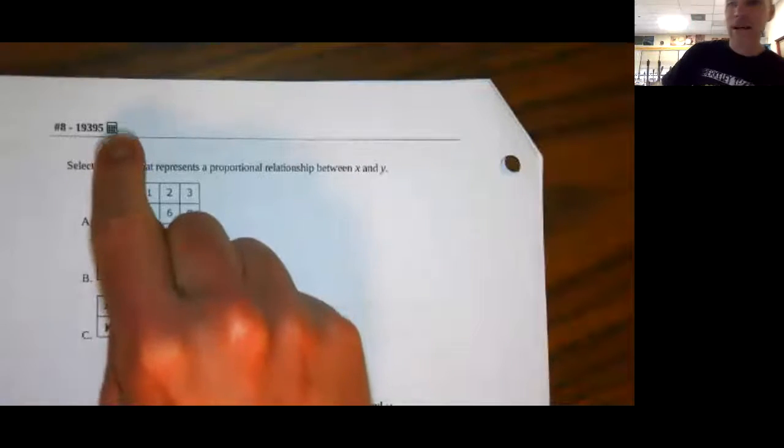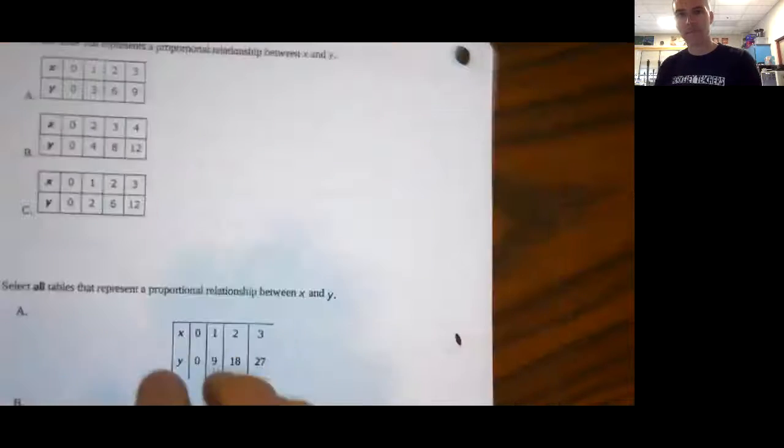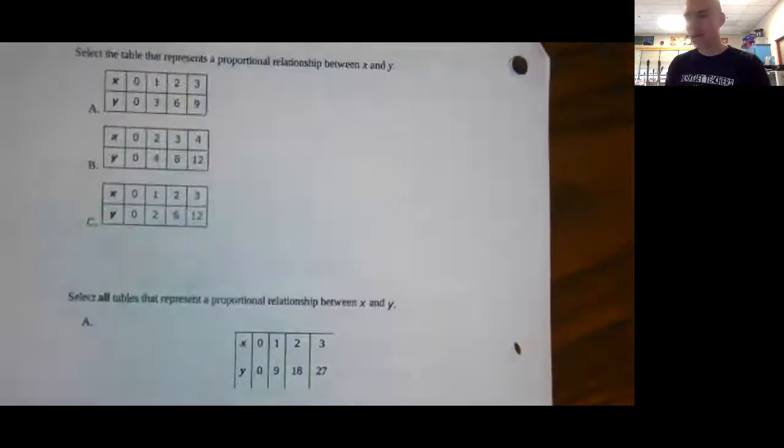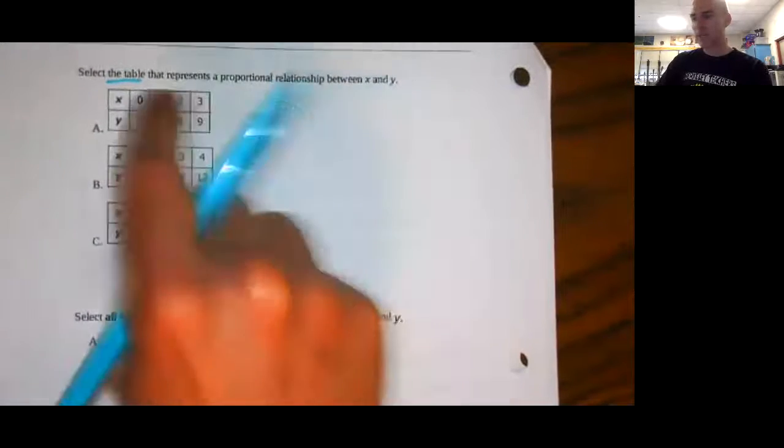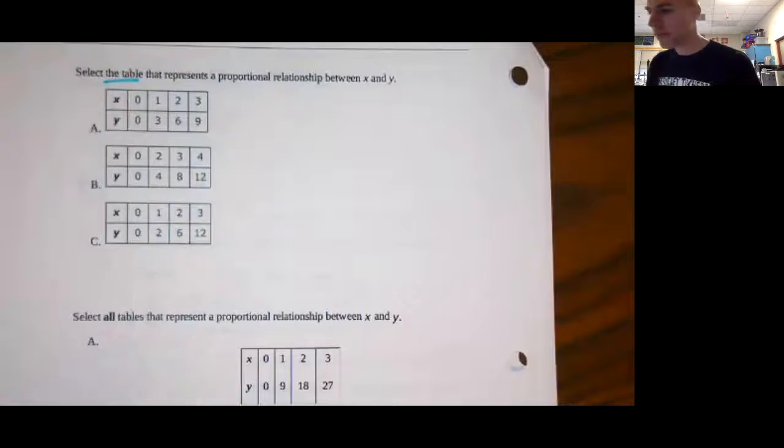So some of these other ones have this calculator symbol. And so I believe that indicates to us that if you were on the test, you would have a calculator function to use within the test. So let's find, it says select the table that represents proportional relationship. So that makes me believe that there's only one correct answer here.